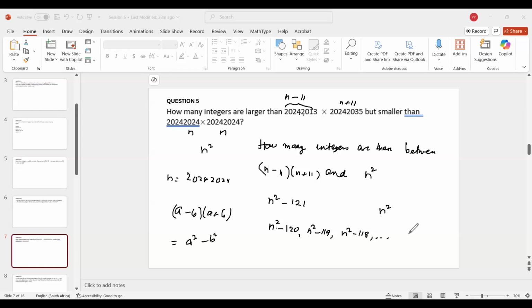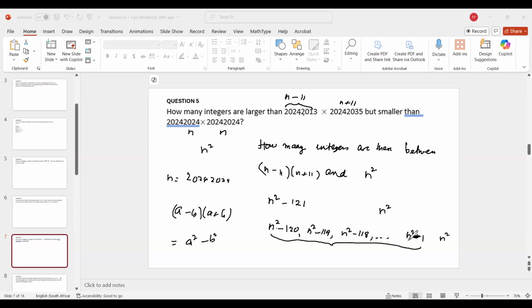And you are going to stop when you come to n squared plus 1, because you want it to be smaller than n squared. I'm sorry, n squared minus 1. And the next one will be n squared. But you are only going to count these numbers here, which are larger and smaller than n squared. So it's n squared minus 1, it stops there.